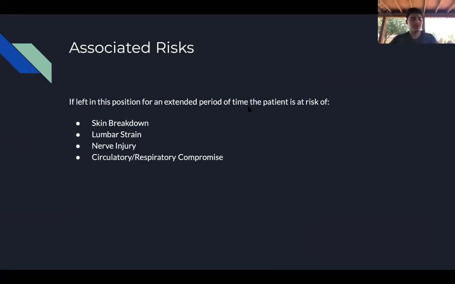So some of the associated risks, if the patient is left in that position for too long, could be skin breakdown, lumbar strains, nerve injury, and then just issues with the circulatory and the respiratory systems.